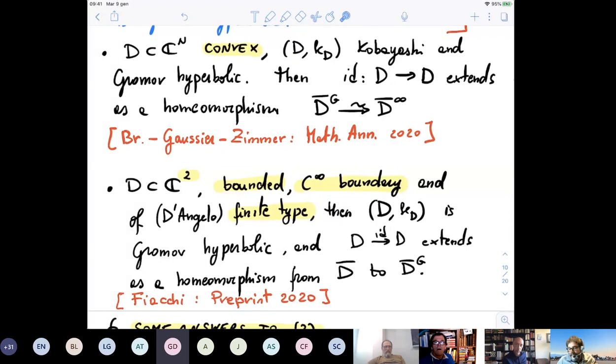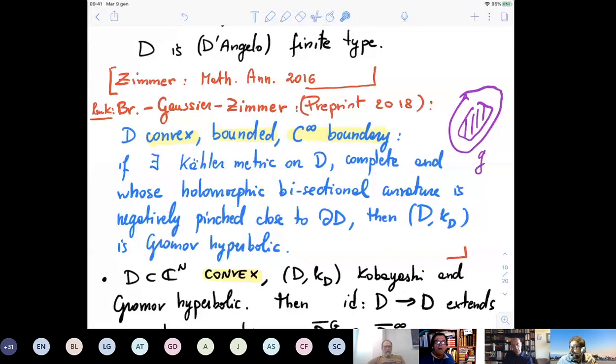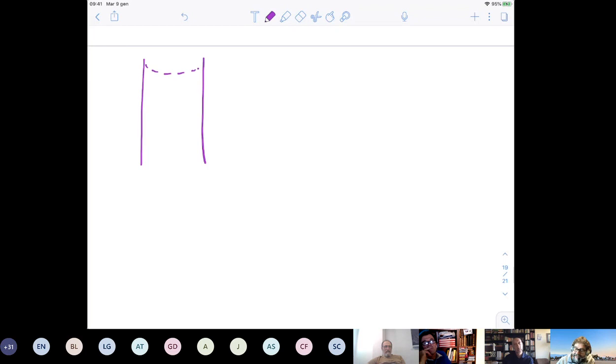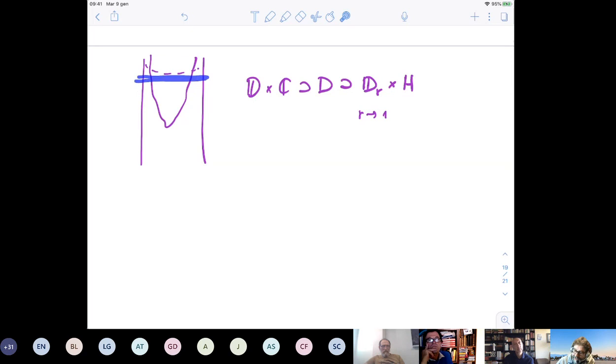Okay. The counterexample to Gromov hyperbolicity is a work in progress together with Hervé Gaussier and Leandro Arosio. We can prove that if you have a domain which is contained in something like a tube, something like D times C, and your domain contains D times C far away and contains something like D_r times some space H for every r tending to one. Let me be a little bit sloppy: if you take r, let's say 1/2, you have to cut very far away, and then your domain contains all this kind of cylinder from this point on, then this domain is not Gromov hyperbolic. That's more or less what we have, up to some details.